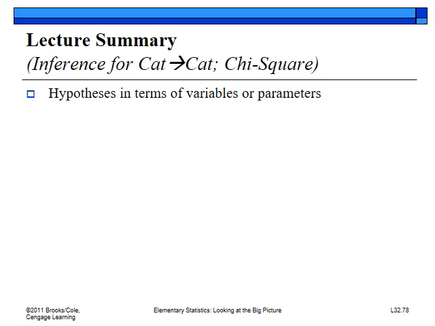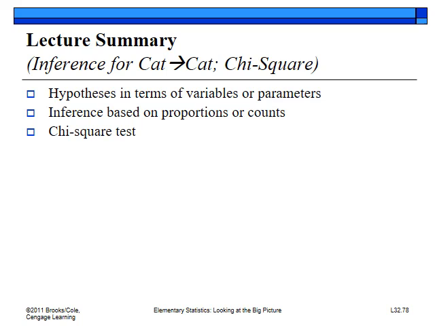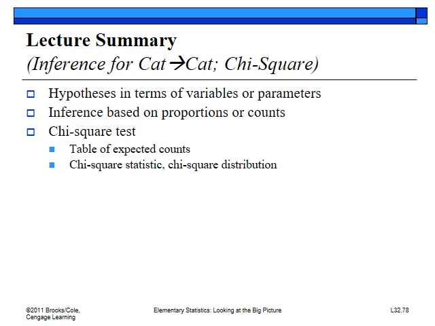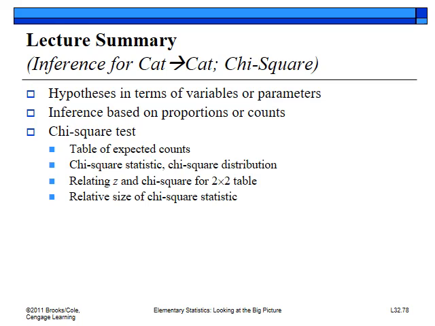So to sum up, we talked about how to do a hypothesis test for a relationship between two categorical variables. We talked about framing the hypotheses in terms of variables or of parameters. We performed inference based on proportions and based on counts. We did a chi-square test on the counts by creating a table of expected counts, comparing it to the observed counts and computing the chi-square statistic, and then evaluated chi-square using the chi-square distribution. We related the z and the chi-square for the 2 by 2 table. We saw how closely connected they were.